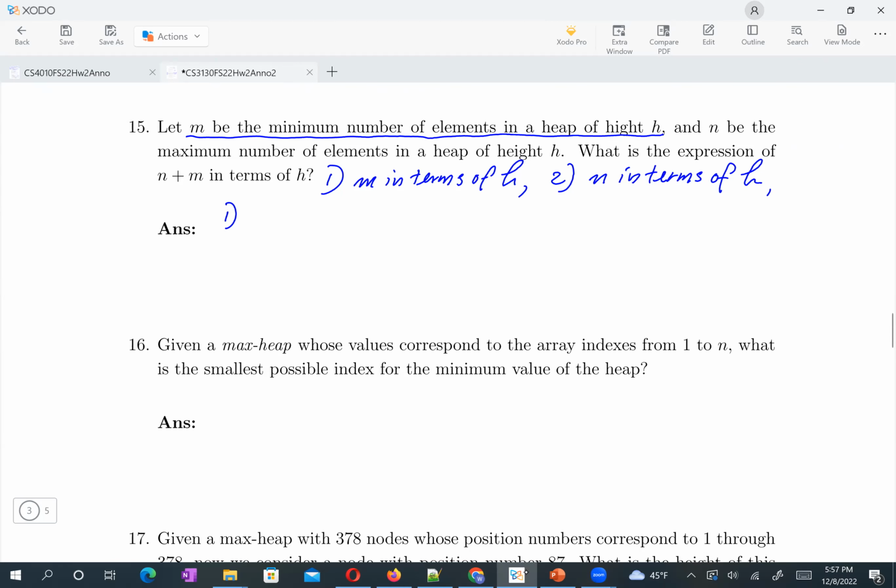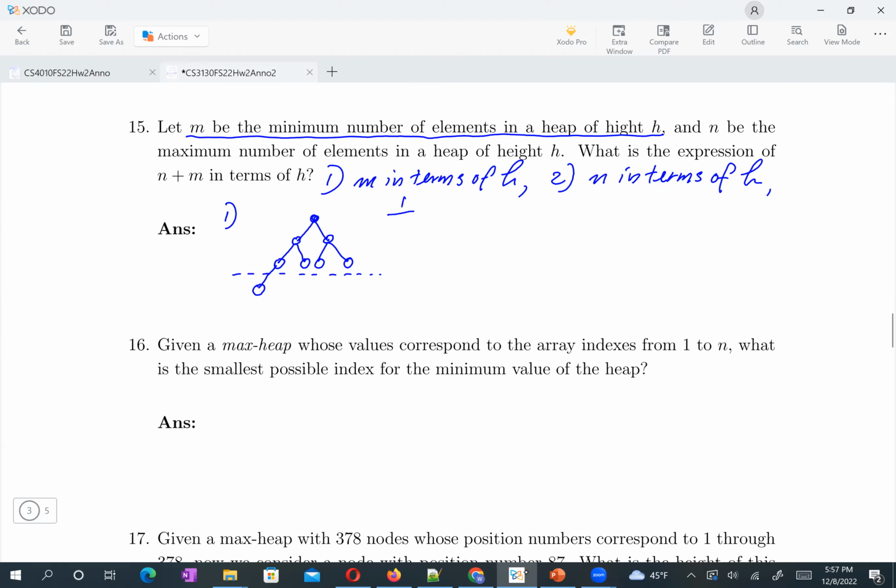We know the height is H, starting from the root. When we build a heap, we fill it level by level, right? But the last level we do not need to fill. Only the last level. Other than the last level, all the other levels must be filled. So that's the basic heap structure.